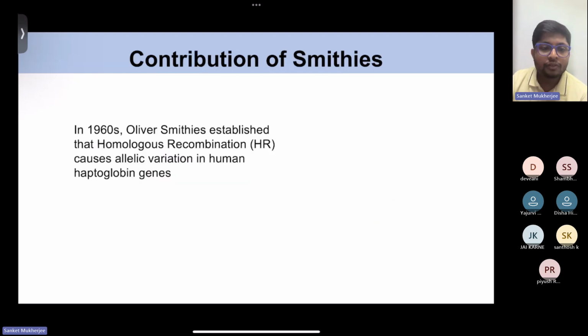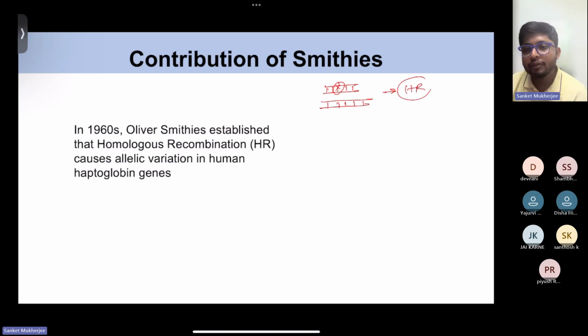We will see the contribution of each of these scientists. Oliver Smithies established that homologous recombination causes allelic variation in human haptoglobin genes. We have already talked about homologous recombination and how the process works. Essentially, if there is damage in one of the DNA strands, or one of the alleles of a chromosome, it will have another one as a template, and there will be homologous recombination. So the undamaged one will serve as a template for recombination, and this is basically a damage repair pathway.